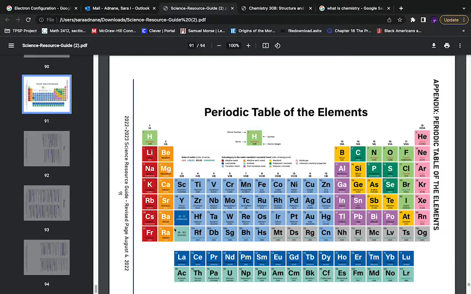Number 2 is your alkaline earth metals. They're reactive as well, but they're not as reactive as your alkali metals.